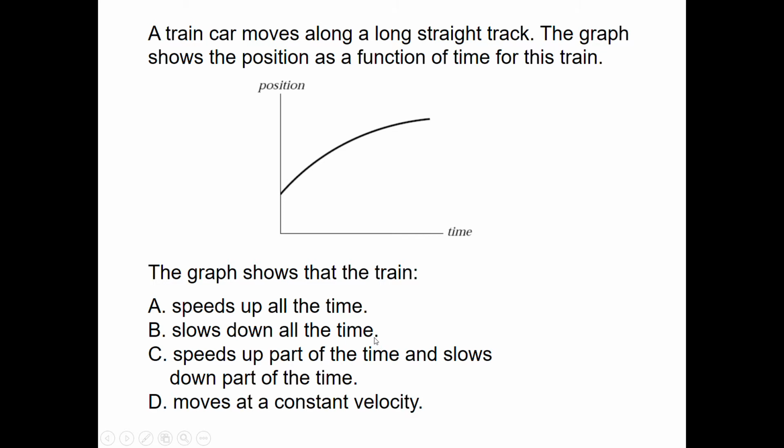A, the train speeds up all the time. B, the train slows down all the time. C, it speeds up part of the time and slows down part of the time for the time that's shown for the graph. And D, it's moving at constant velocity. Try to use what we learned about speed corresponding to the slope of the tangent line to think about how to argue your way between these and pick out the only one that's correct in this case.